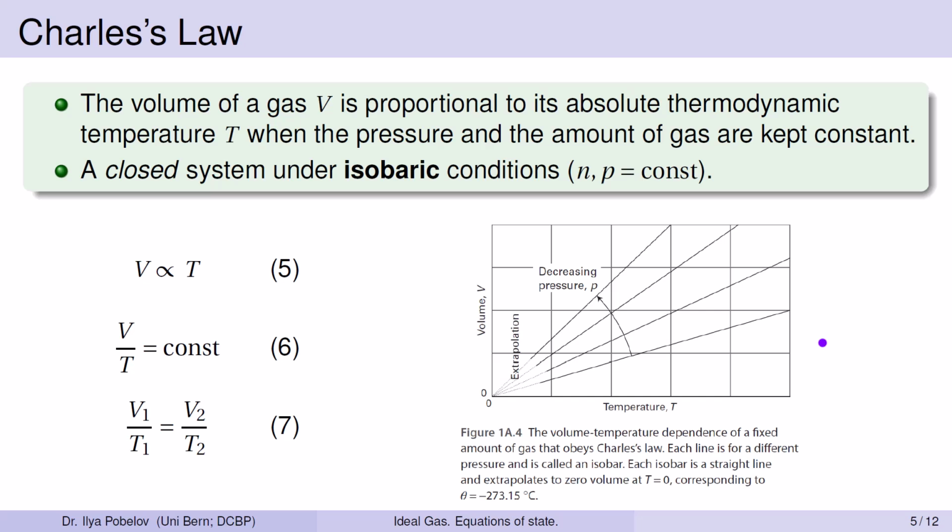This figure illustrates the linear relationship between volume and absolute temperature as formulated by Charles' law. Each line in the graph corresponds to a specific constant pressure. Consequently, they are called isobars. An essential property to note is that all isobars extrapolate towards a common point, where the volume V is 0 and the temperature T is also 0. The slope of these isobars increases when the pressure decreases.